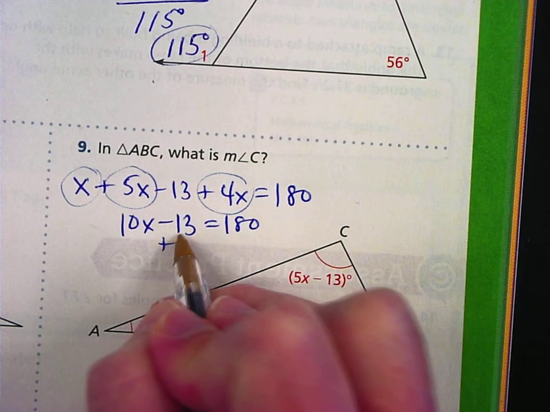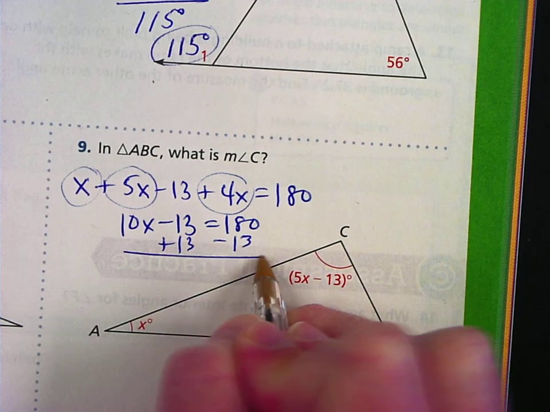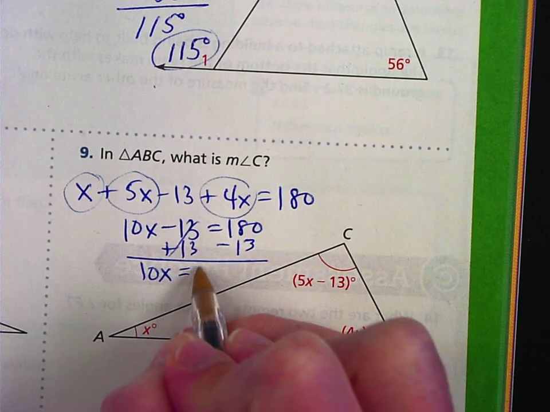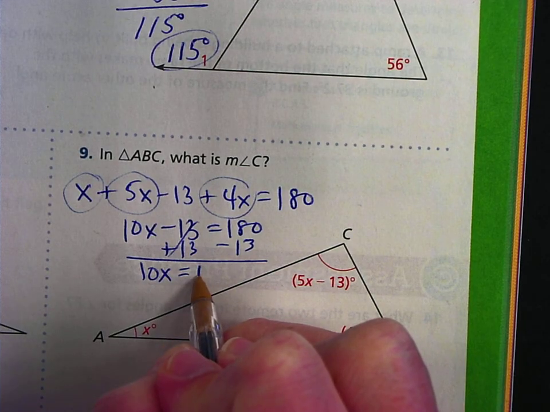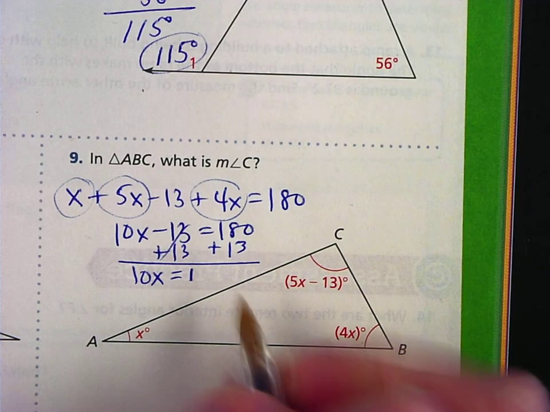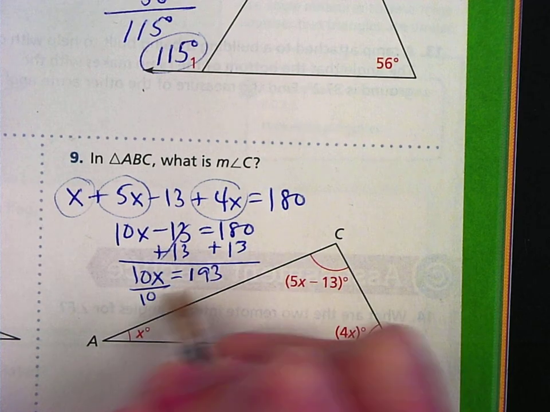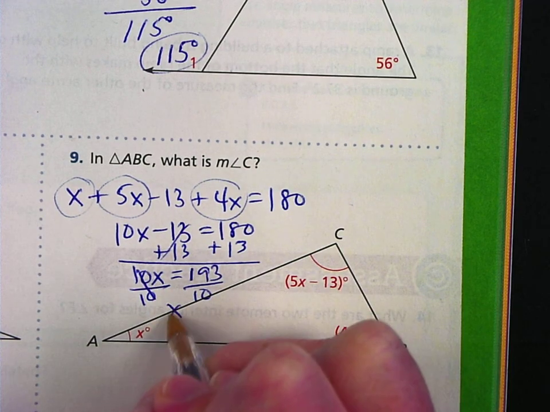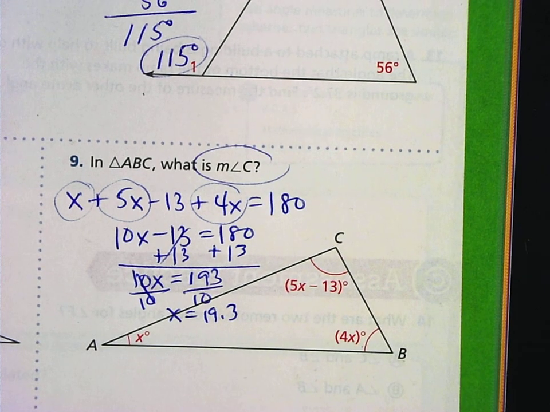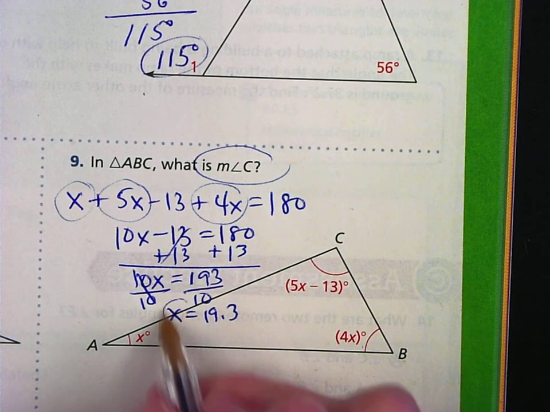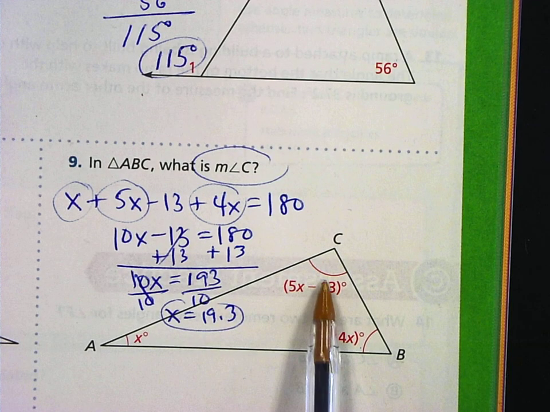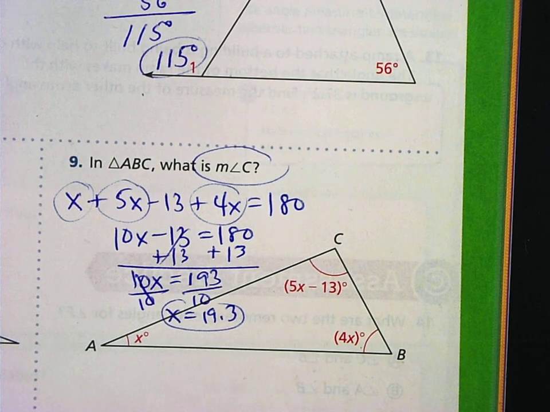Now let's get like terms together. So let's move the 13 over. So I have 10x equals 193, and then I'm going to divide by 10. So x is 19.3. Now it says, what's the measure of angle C? Well, I can actually plug in 19.3 now that I know what x is. I can plug in 19.3 to all these x's and find all three measures of all three angles.